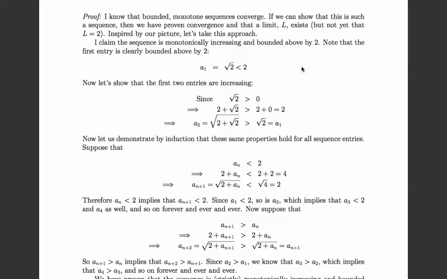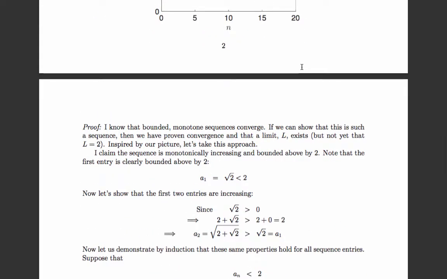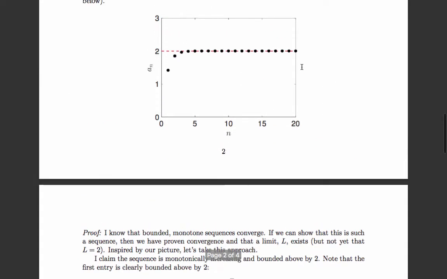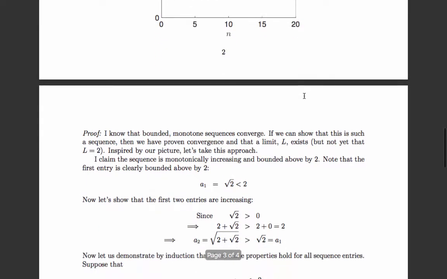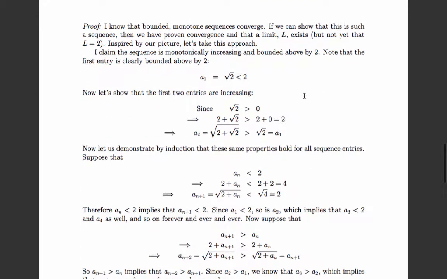Now, I know that a bounded monotone sequence converges. I know that that's true. In fact, you proved it in class just last class. So if I can show that this is monotonic, which it appears to be, and bounded, which it appears to be, above by 2 and below by, well, the square root of 2, then we have proven, using the result from last class, that a limit L exists.